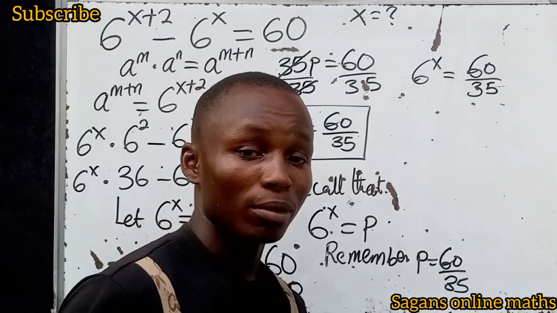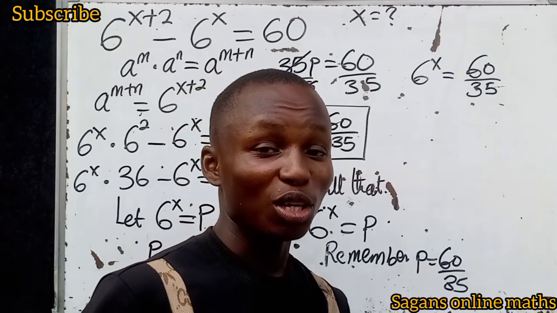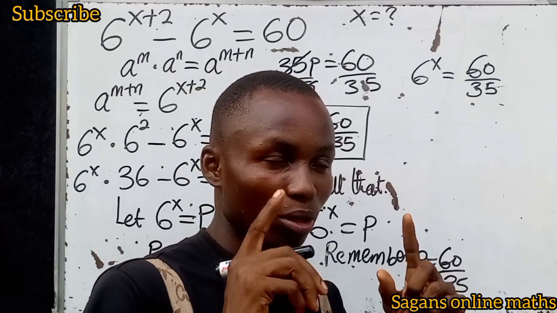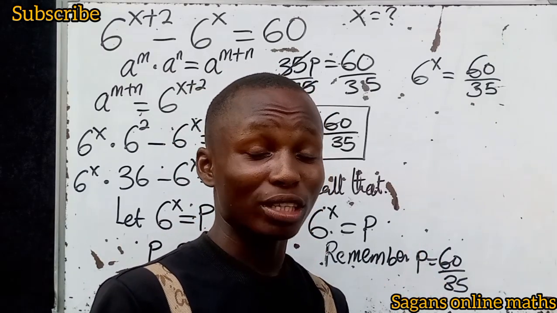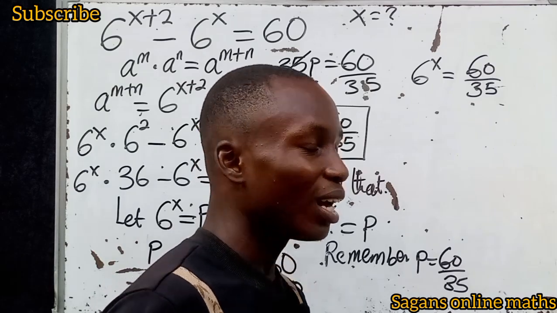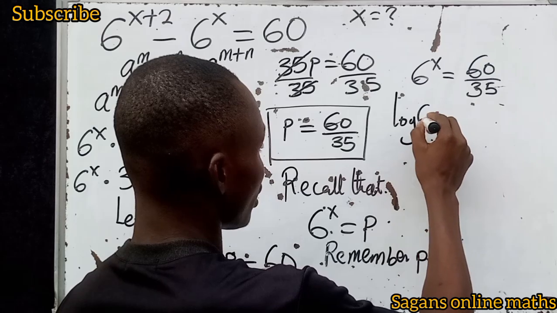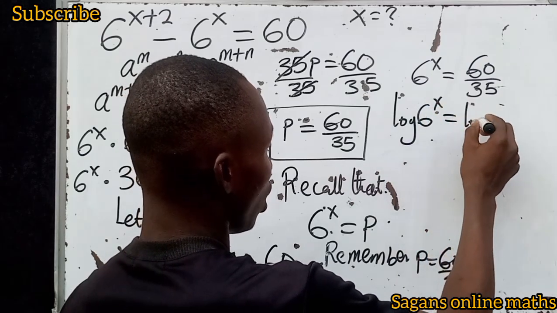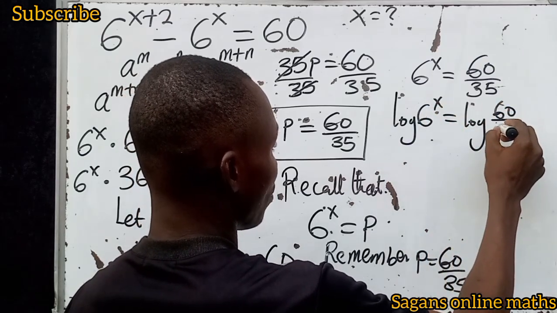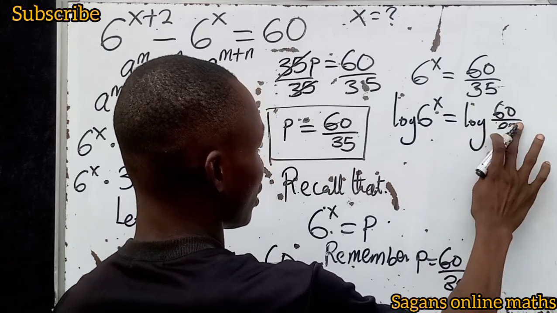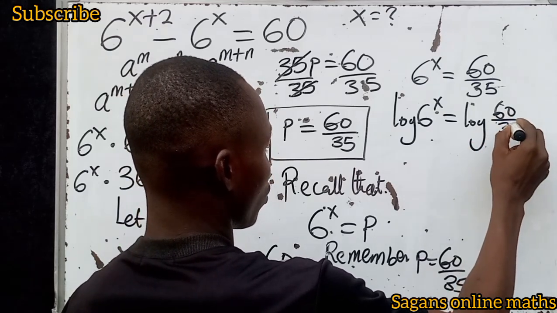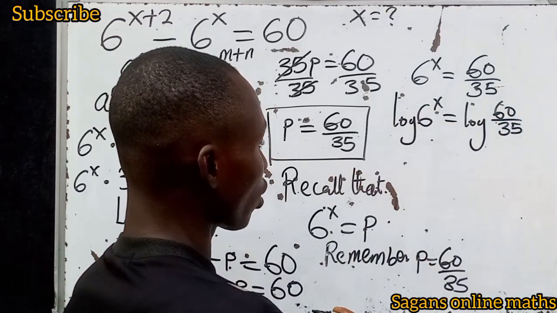Because the bases are not the same, we are going to invite logarithm. Please, logarithm, come and help us. Logarithm will help us, or we can take the natural logarithm of both sides. But let's take logarithm to base 10. That means log 6 to the power of x equals log 60 divided by 35. Let me write it well. Now remember one of the properties of indices.